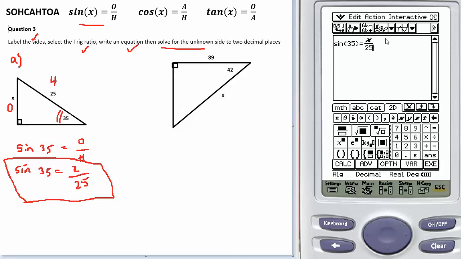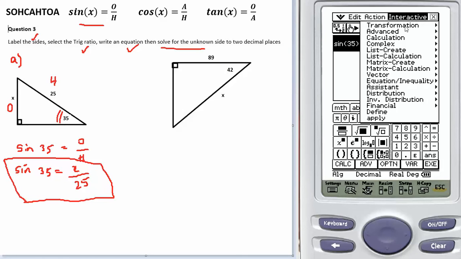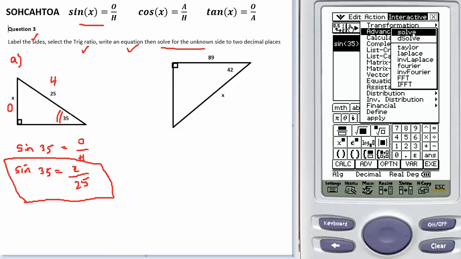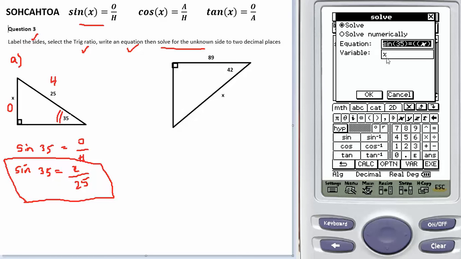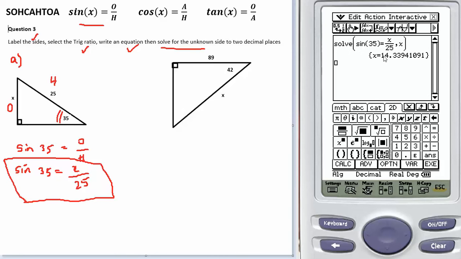Now, I'm going to use the calculator to solve this equation for me. I'm going to use my cursor, I'm going to select all of that. Then I'm going to go to interactive, advanced, solve. It's going to nominate that the letter is X, and I used X, so I go OK, and it tells me that the answer is 14.339. X equals 14.339, and to 2 decimal places that means that X equals 14.34. Done.